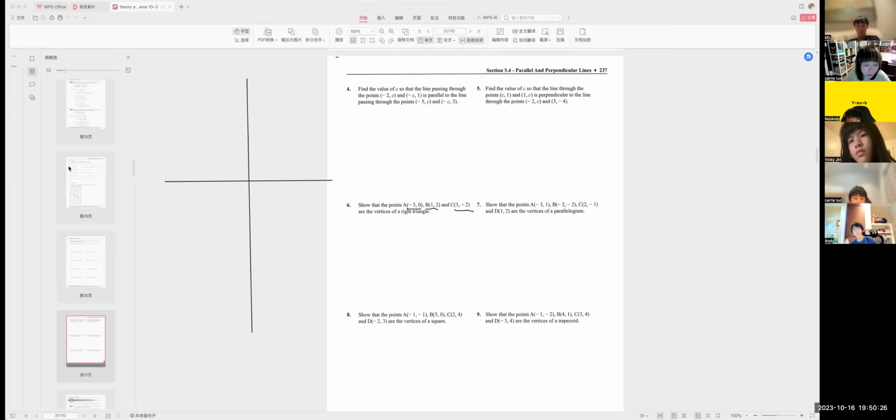Okay, so let's take a look at this one. We're putting them in the coordinate system. So negative 3, 0, right? So this is A. And 1, 2. So that's B. And 3, negative 2. So 3 and negative 2. Okay, so I'm going to connect them. So my question is, everybody, how to prove they are a right triangle? Okay, there are two ways.